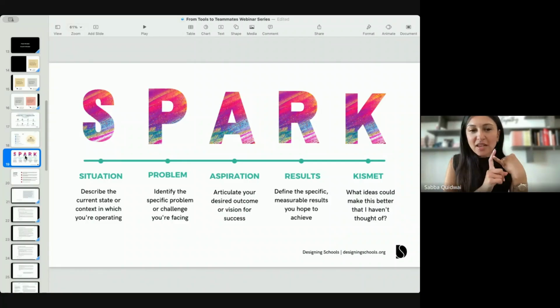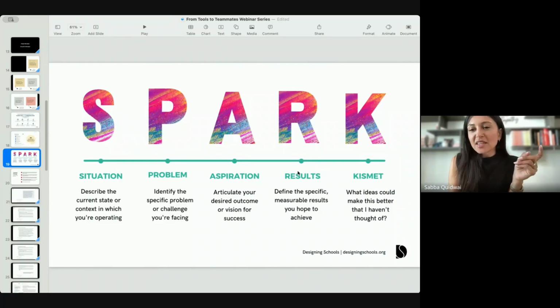Number one is the situation. What is your context? Who are you? What is your role? What do you do? What is the problem that you're trying to solve? What's the barrier, the problem in your way? What is your vision? If everything was perfect, what would it look like? What is your vision for success? And then we look at the result. What's something you actually would like to see as something tangible?